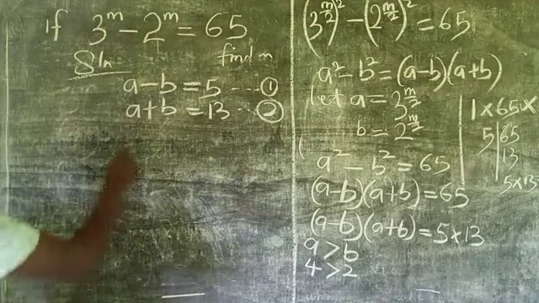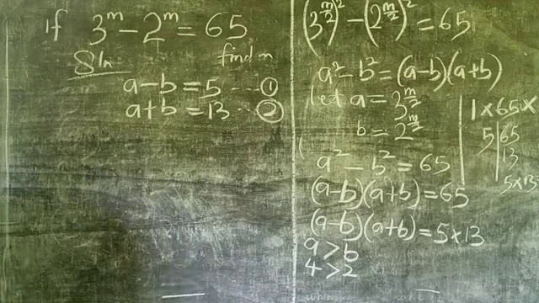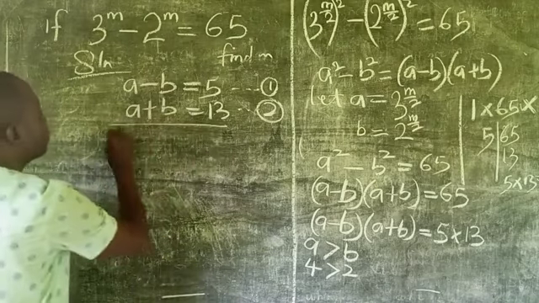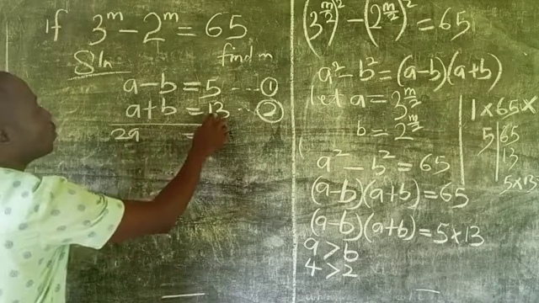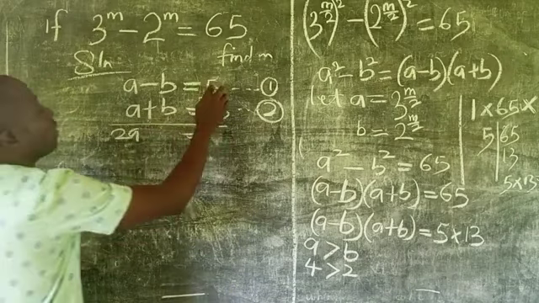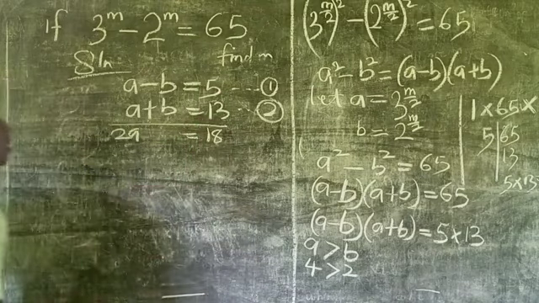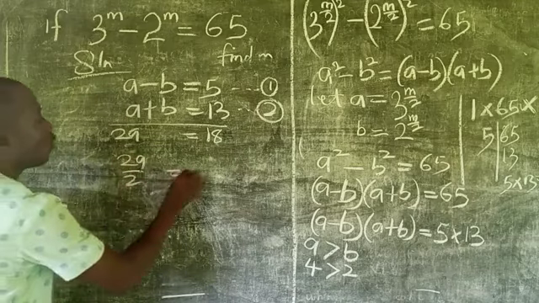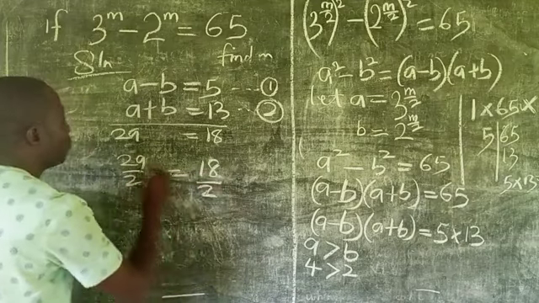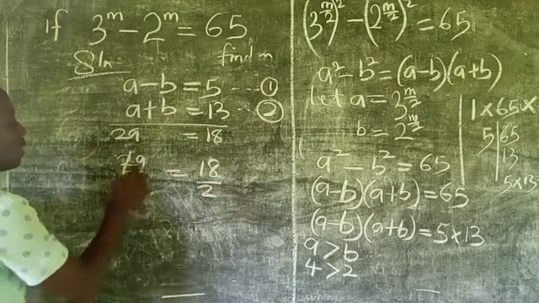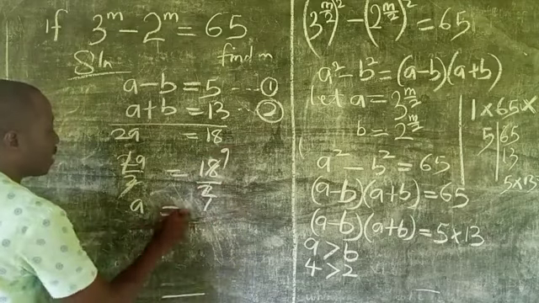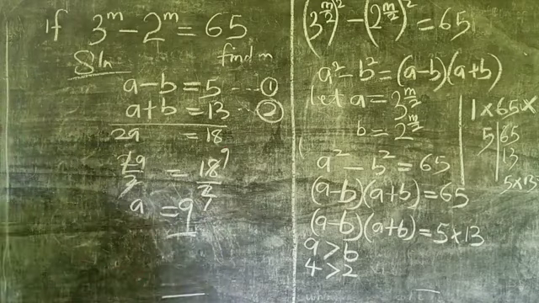So what do we do? We're going to eliminate one of the terms. Let's say B. So if we eliminate B, we're adding. It becomes 2A equals 13 plus 5, that is 18. You see this? So 2A over 2 equals 18 over 2. The 2 will cancel 2 to be left with A, and 18 over 2 definitely is 9. So I've gotten A to be 9.